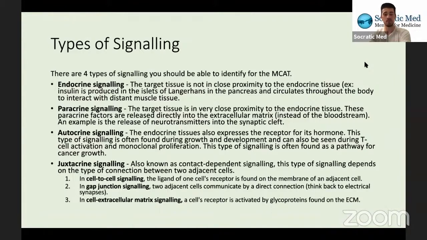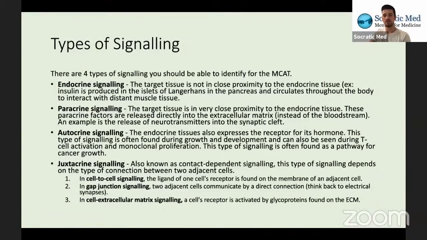And then the third one is cell-extracellular matrix signaling. A cell's receptor is activated by glycoproteins found on the extracellular matrix. So it's similar to cell to cell, but it's just cell to extracellular matrix. So there's some sort of protein or glycoprotein in the extracellular matrix that is interacting with a specific receptor on the cell membrane.